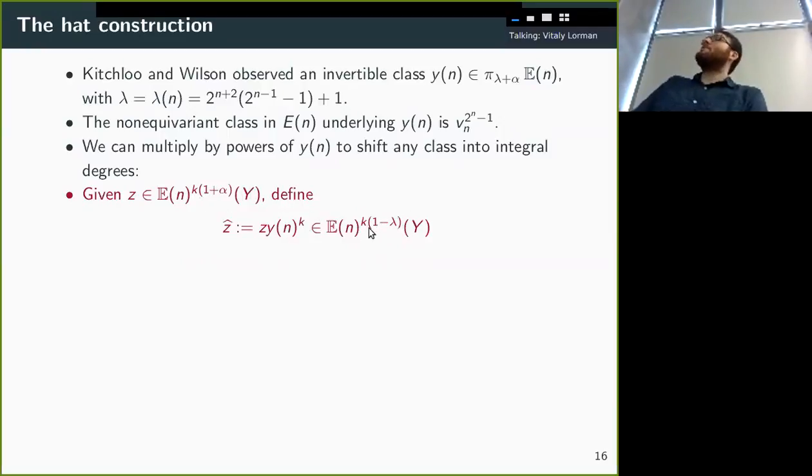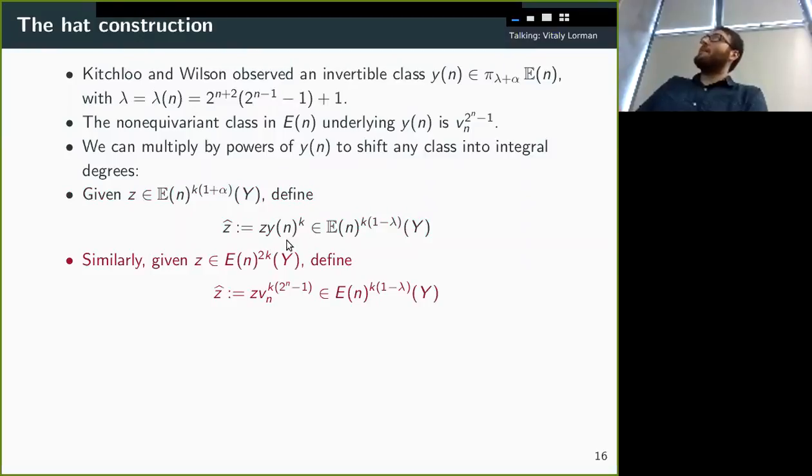And it turns out to be in degree k times (1 minus lambda). When n equals 2, lambda is 17, and this 1 minus lambda is negative 16. So this is relevant to why I had degrees that were multiples of 16 earlier in the talk. Okay, so those are the nice degrees that come from the classes in diagonal degrees. So we can multiply by a power of this class to get rid of all the sign representations and put us in diagonal degrees.